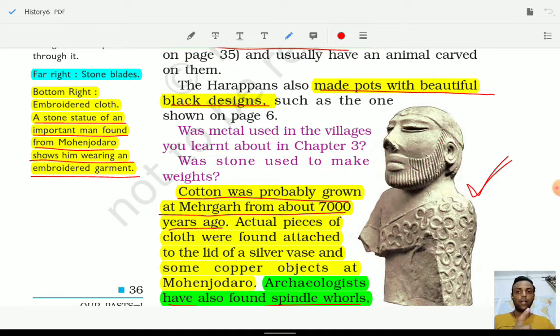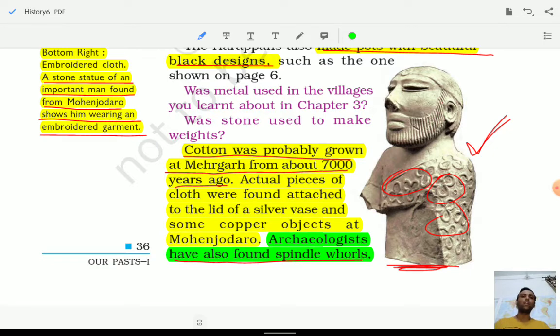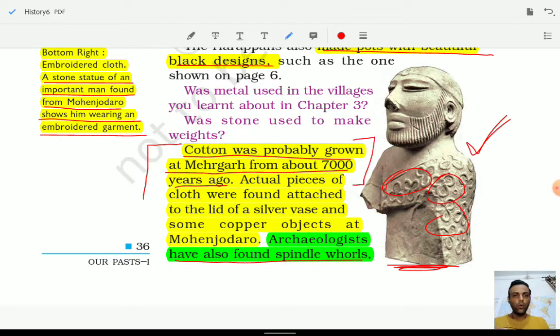And the second thing which NCERT is referring to here is this important person, probably a priest or maybe a ruler, we don't know exactly. So he wore some kind of embroidered garments. Look at the floral design on his shawl, right? Now it is referring to the clothing, that cotton was probably grown at Mehrgarh from about 7,000 years ago. So this is an important fact. Do not forget, keep this in your mind, note it down somewhere. So whenever you are revising, it becomes really important for you and you will not forget whenever any question will be asked.